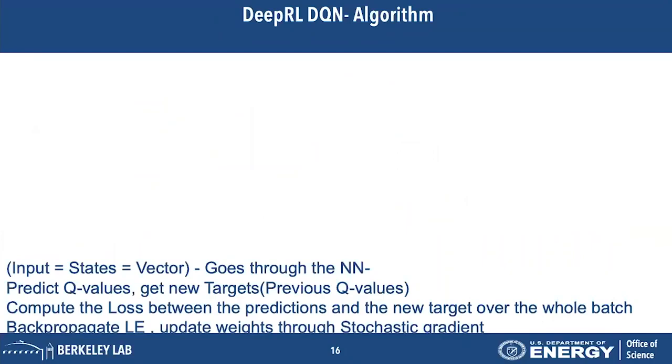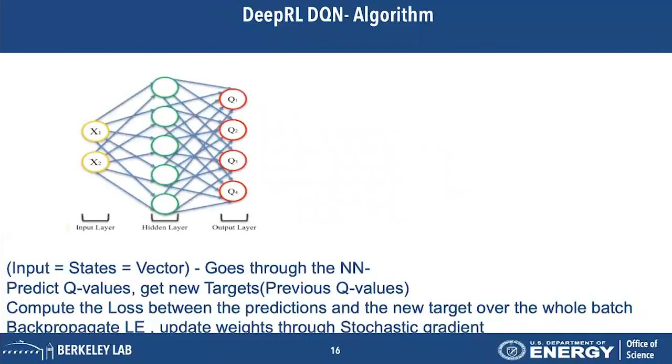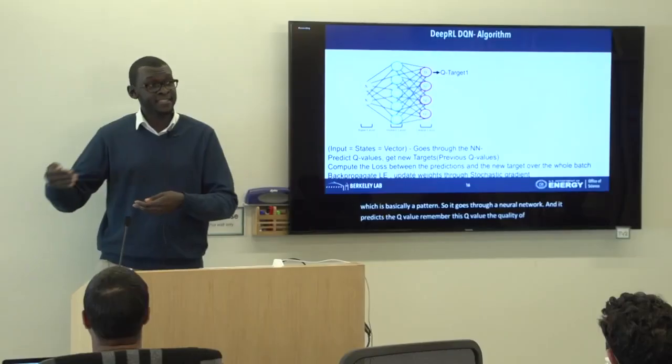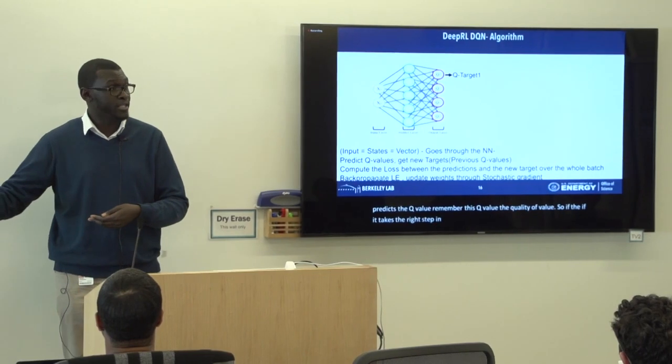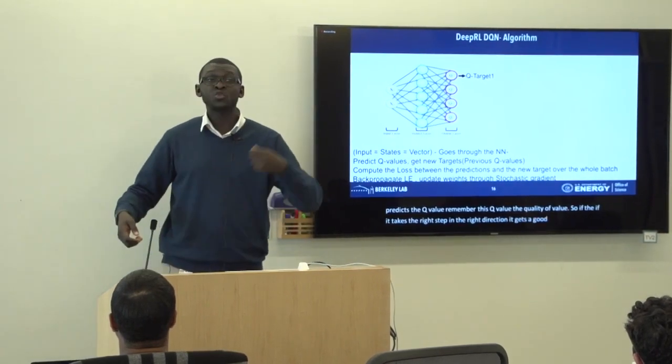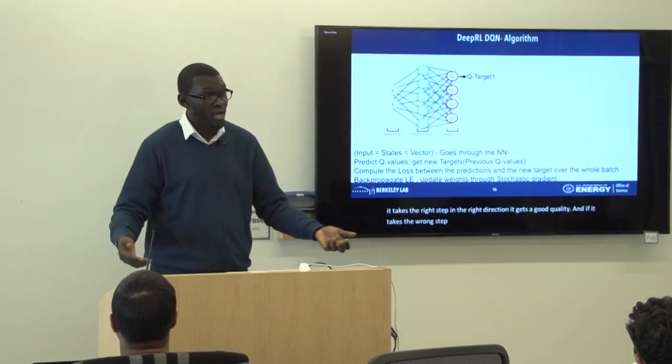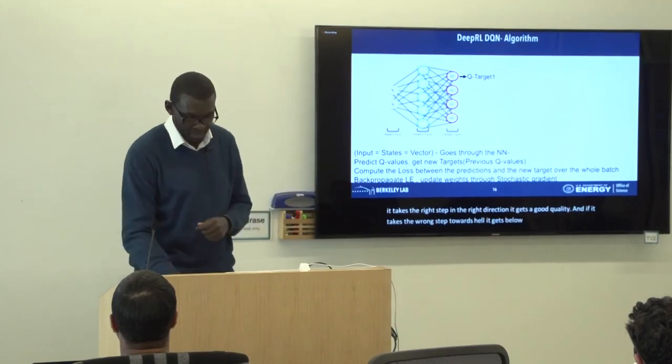So the inputs, like I said, are the states. Each time the agent changes, it gets a new state, right? x1, x2, x3, like that. So the input is the state, which is basically a vector. It goes through our neural network, and it predicts the Q value. Remember, this Q value is the quality value. So if it takes the right step in the right direction, it gets a good quality, and if it takes the wrong step towards hell, it gets a bad value.